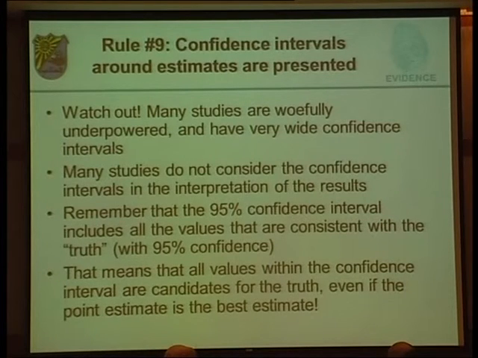Remember that the 95% confidence interval includes all the values that are consistent with the truth. So when you see that confidence interval, the truth could be, with 95% confidence, anywhere in that interval. The estimate is still the best estimate, but the truth could be anywhere in the interval. Okay?